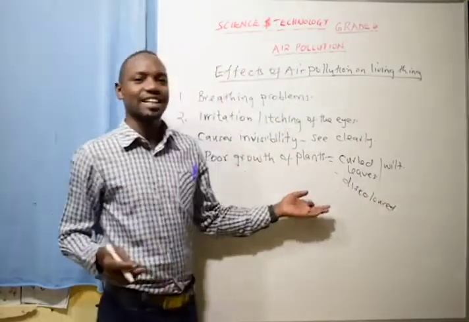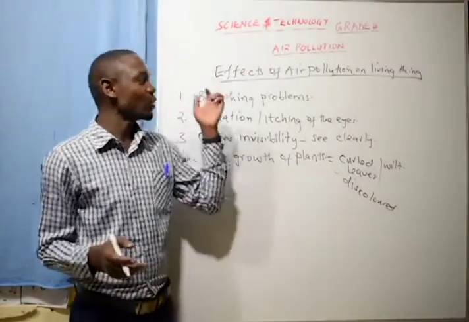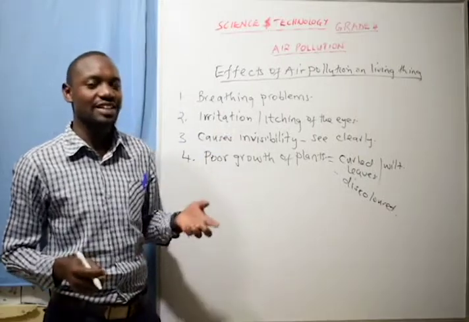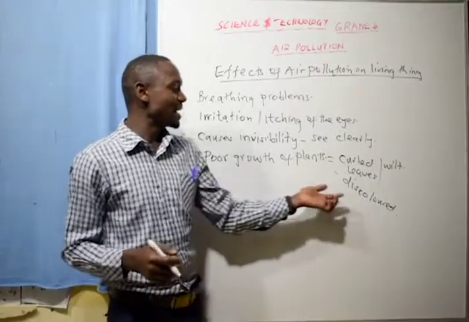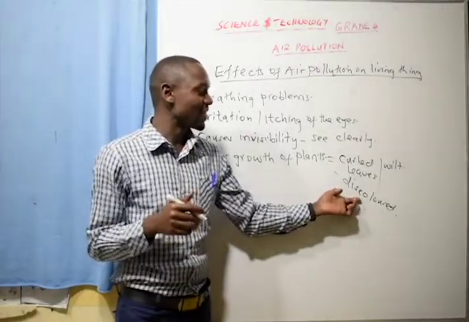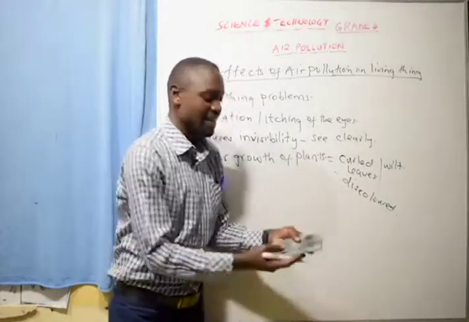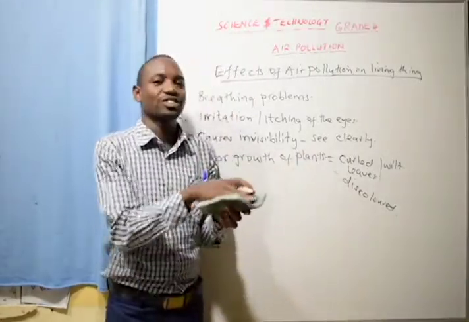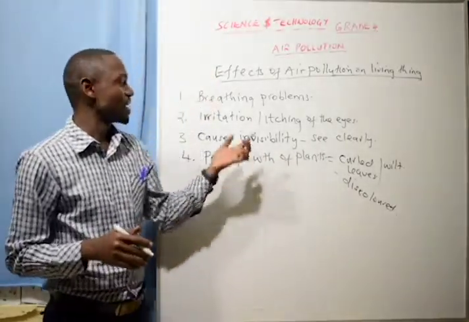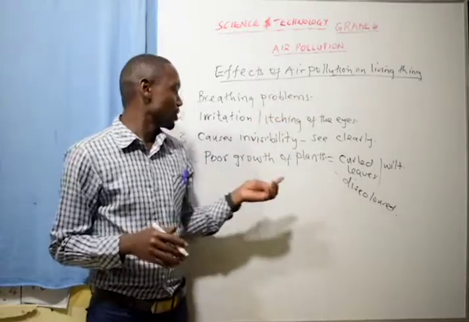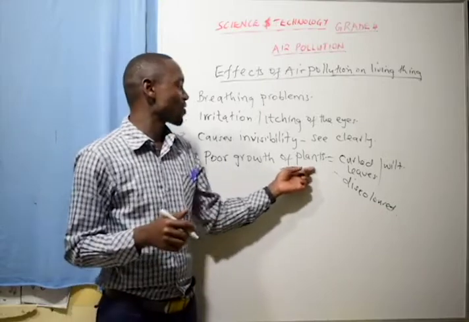And when the leaves are discolored, remember the leaves are the part that makes food for the plant. We said one characteristic of living things is that plants as living things make their own food. So when the leaves are discolored or they have been curled, they are not straight as normal. They are curled or they wilt because of the dust that is on them. So dust or even smoke will cause poor growth of plants.